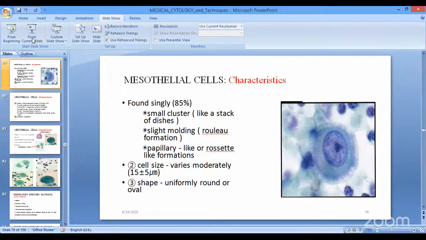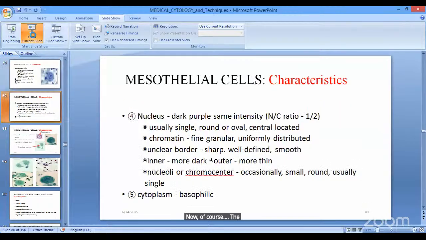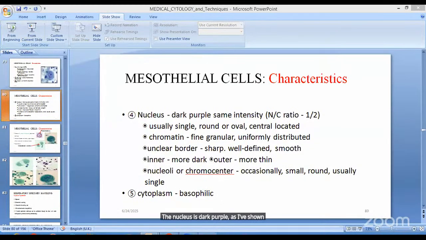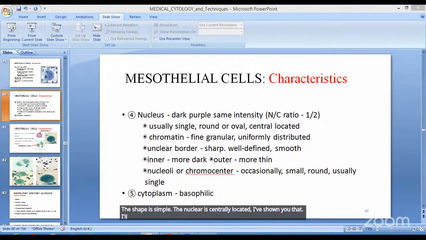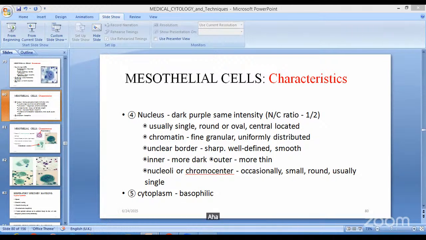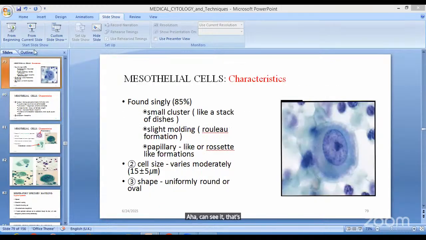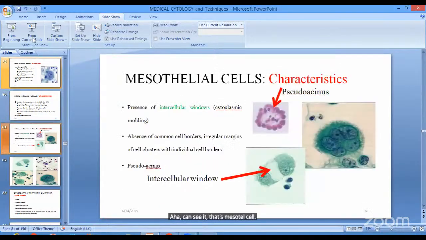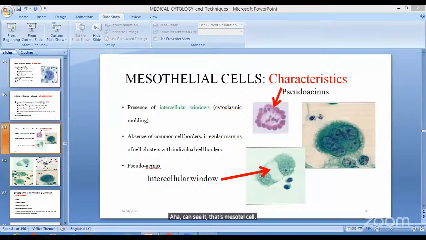And of course, the nucleus is dark purple, as I've shown previously in that slide. The nucleus is centrally located. I've shown you that. I'll show it again because it's very important. Aha, you can see it. That's a mesothelial cell. Mesothelial cell.